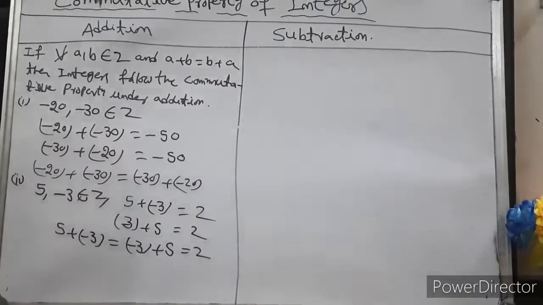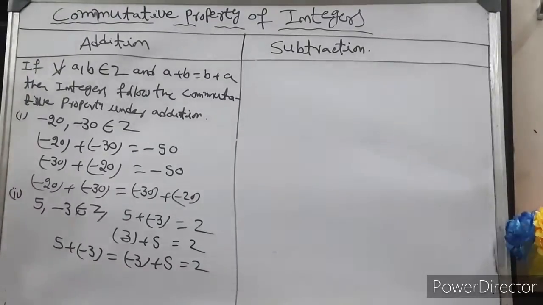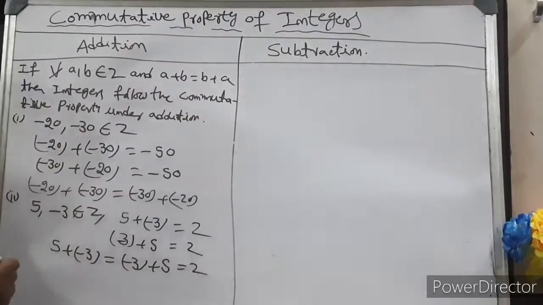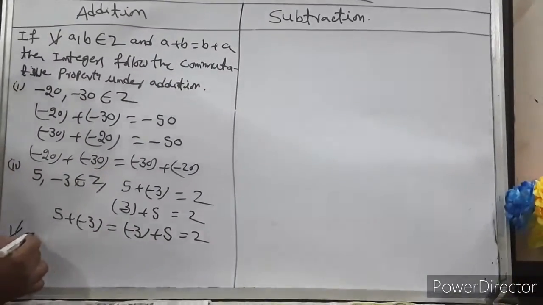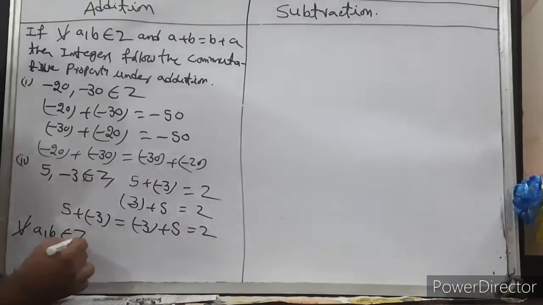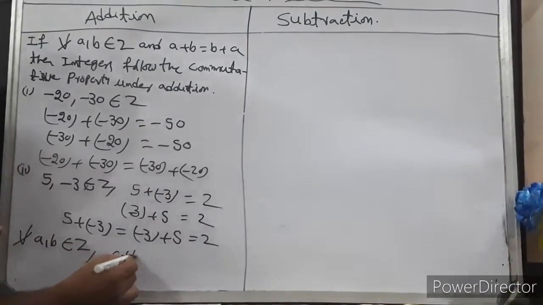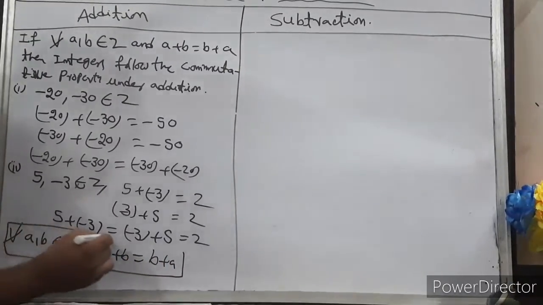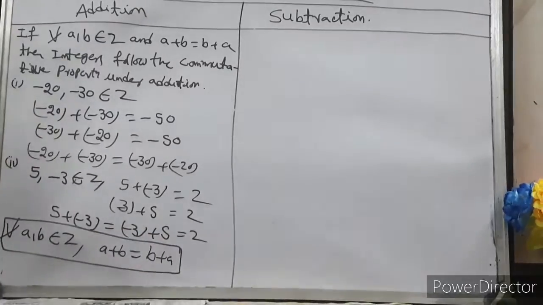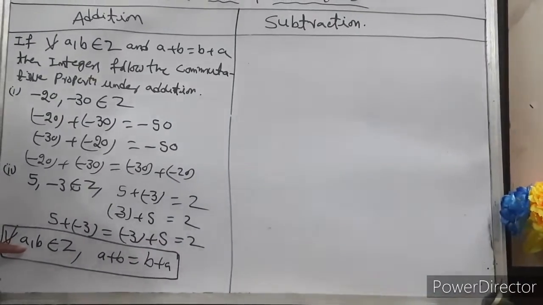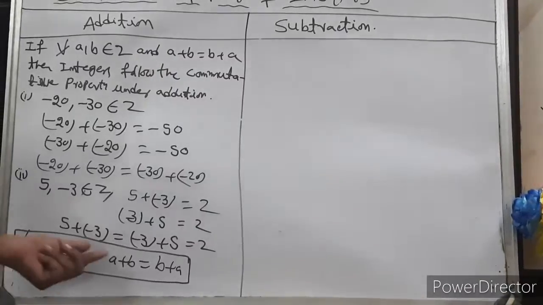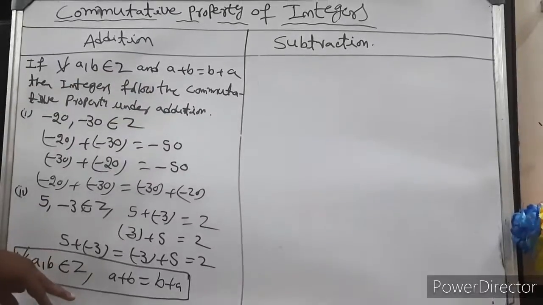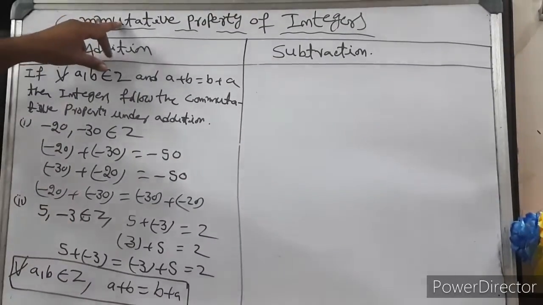That means for any integers a, b, that is for all a, b belonging to Z, a plus b is equal to b plus a. So for any two integers a and b, a plus b is equal to b plus a. So integers follow the commutative property under addition.